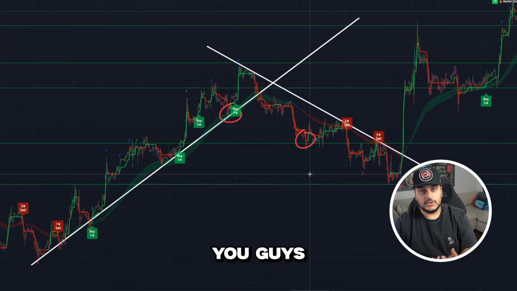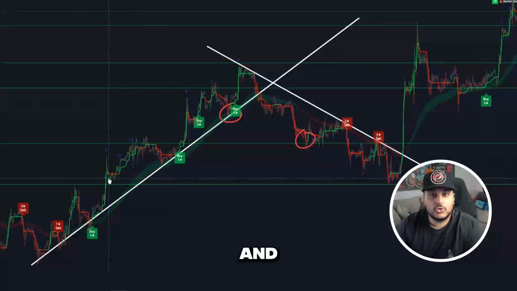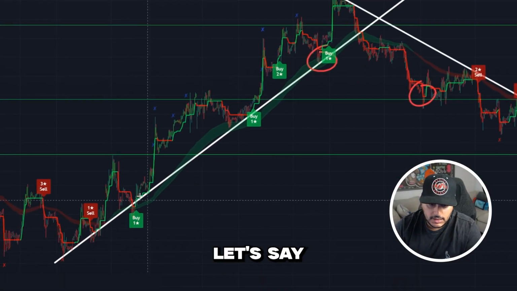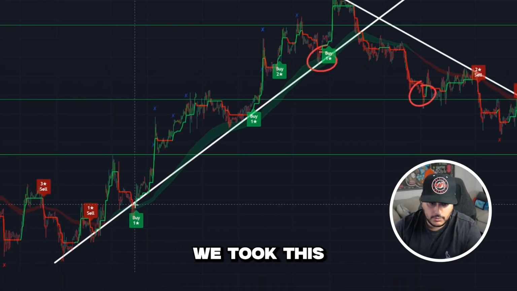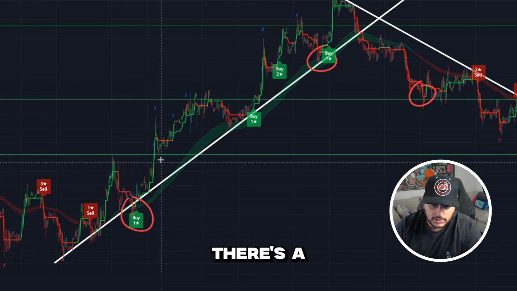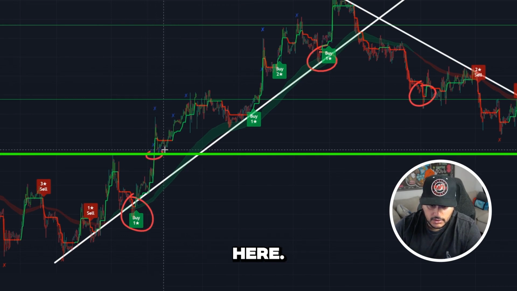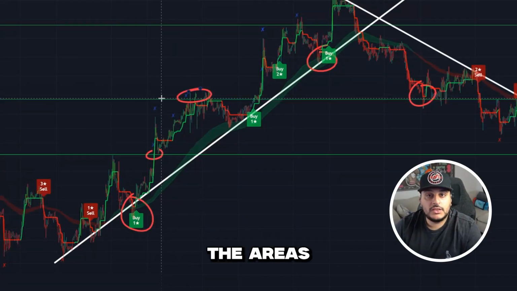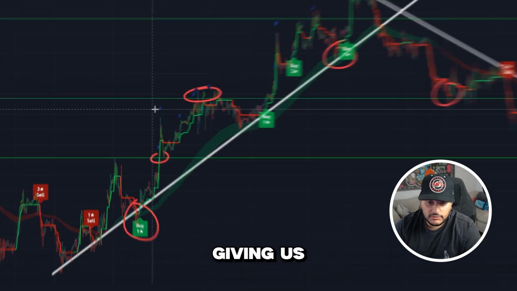There's two different things you guys can look at, right? You can look at the support and resistance lines. So over here we see, let's say we took this buy signal right there, right? We took this one here. We saw that there's a hard resistance right over here and then right over here. These could be the areas that we take our profits. We also see that the algorithm is also giving us these X's.